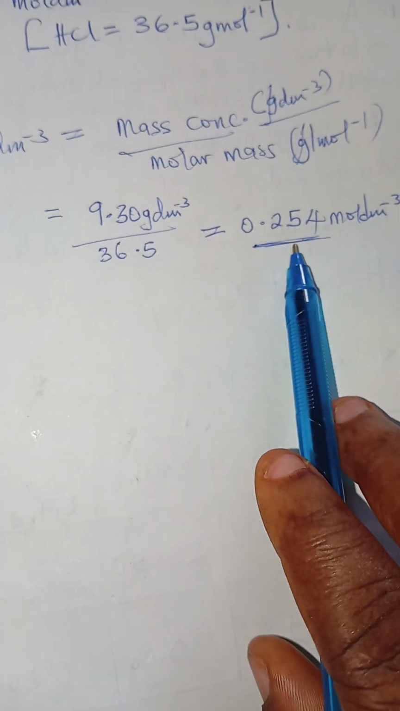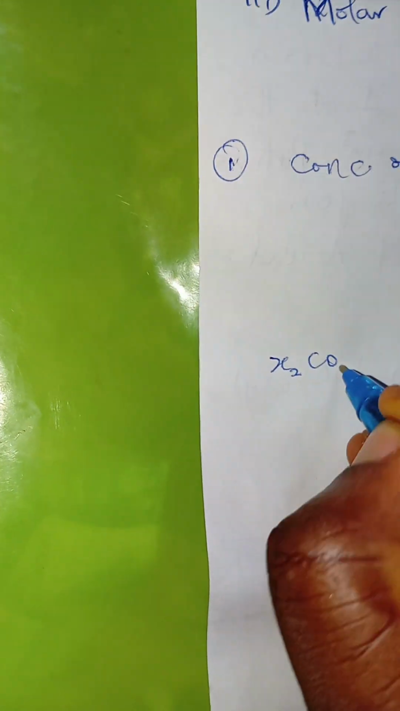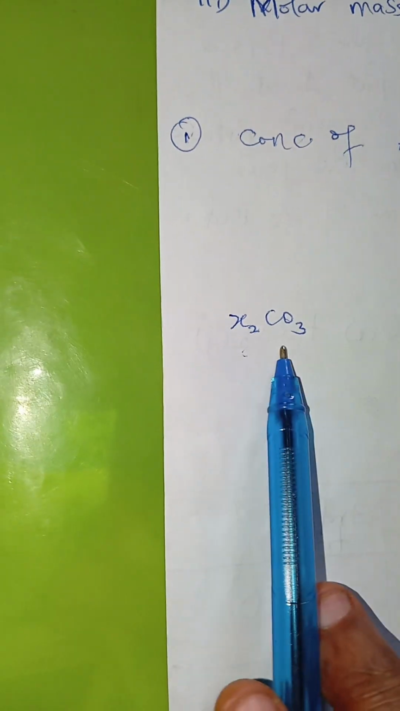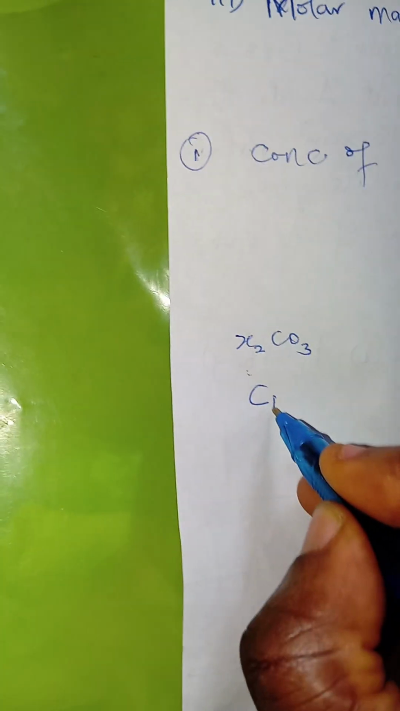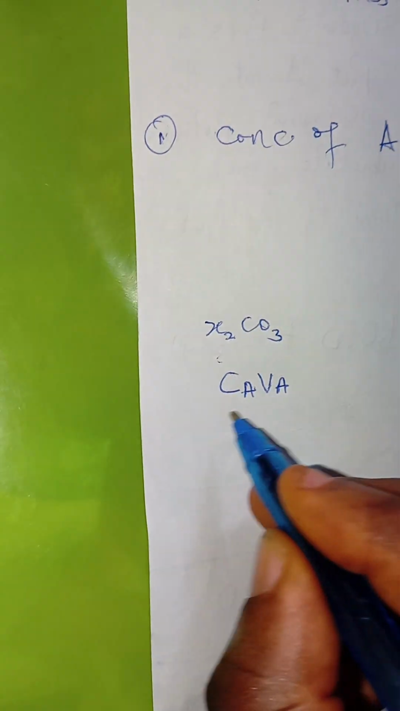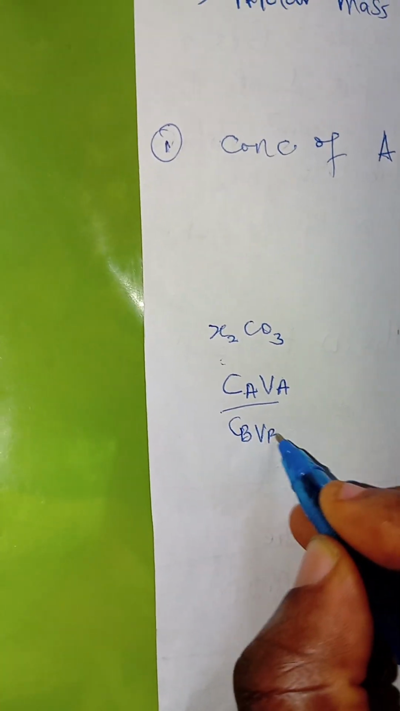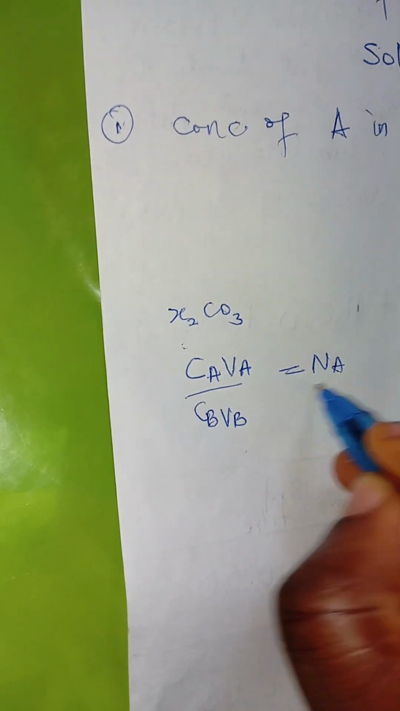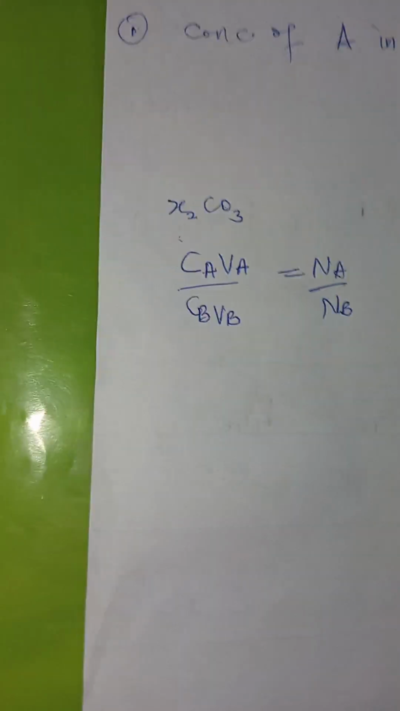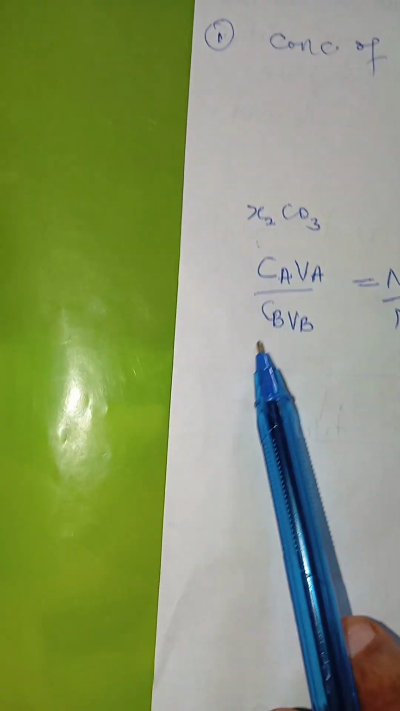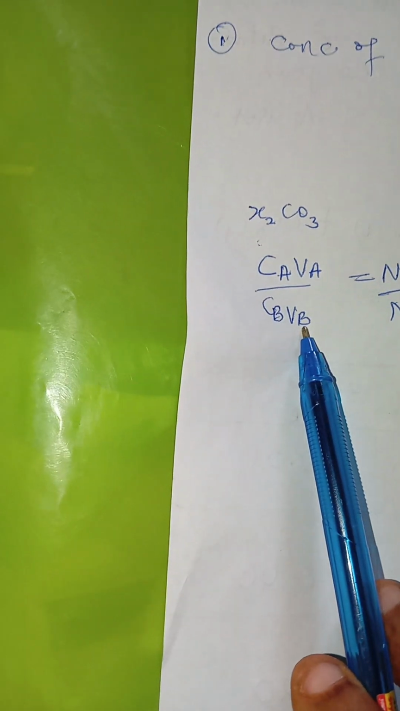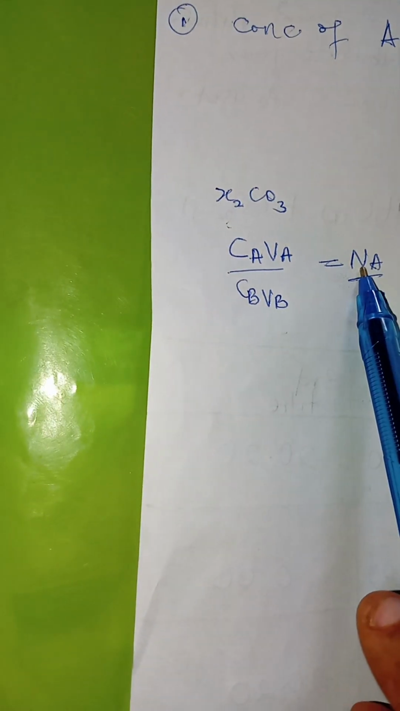Now, the second question says concentration of B in mole per dm cube. Since I know the concentration of A, to get B will be very easy because our B is X2CO3. We cannot possibly calculate the molar mass of this substance because we don't know what X is. So that is where we'll now be applying the titration formula that says CAVA over CBVB equal to what? NA over NB. C is concentration of acid, V is volume of acid, which is the average titer, concentration of base, volume of base, which was the 25 you recorded, and number of moles of acid and base.